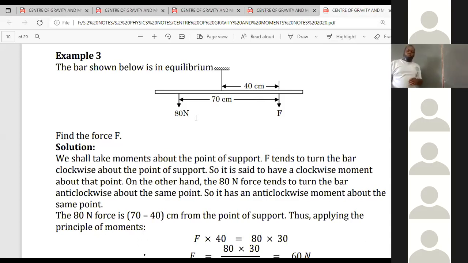Okay, let's go through example 3. The previous examples have had knife edges. Now in this one, the metal is supported by a string.